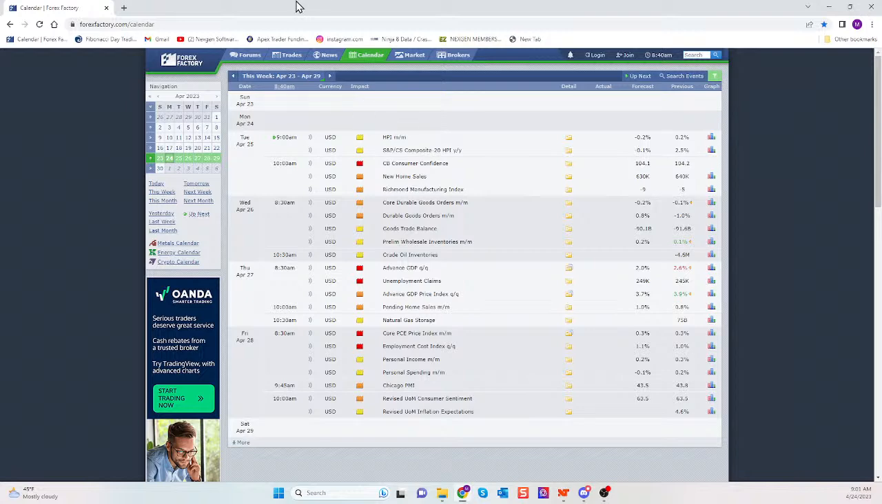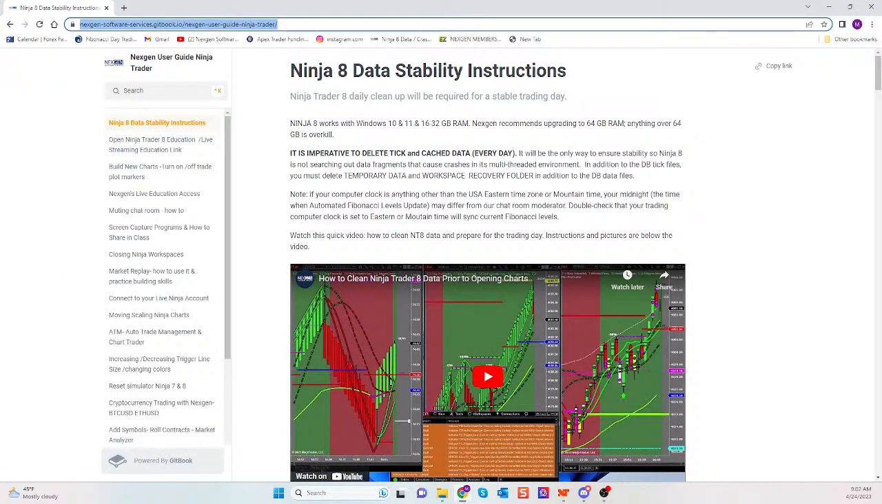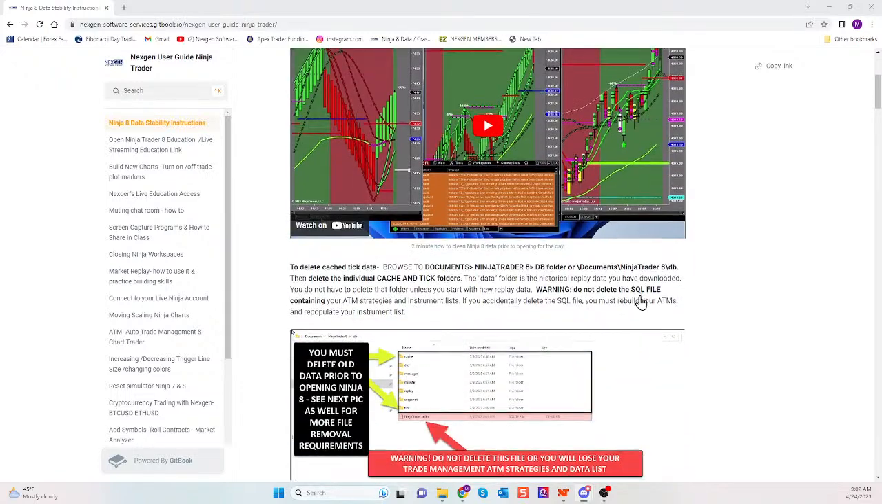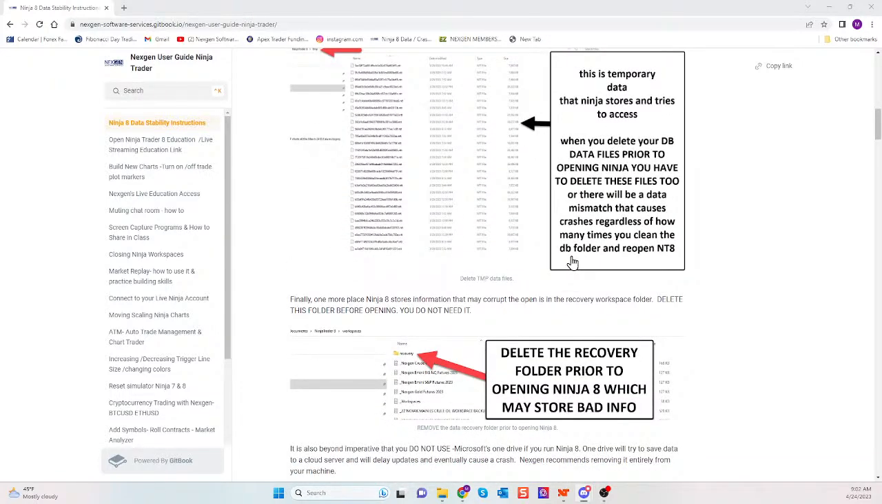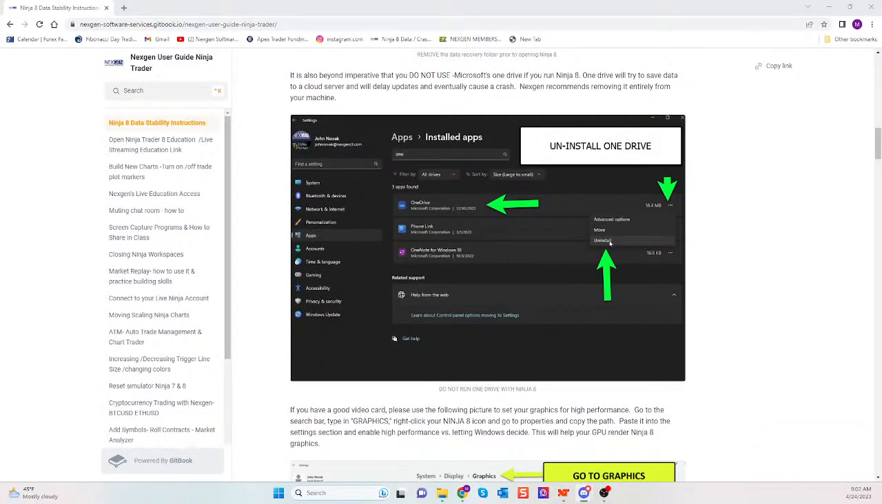So without further ado, let's do the Monday morning routine. The first thing I do every morning as a NinjaTrader 8 user is I go through the stability instructions. I'm making sure cash, tick, temp, workspaces, recovery. If you're using NinjaTrader 8, there's two things that are going to help you stay stable and comfortable. And the first thing is going through this routine. Just religiously, every morning I'm going through this routine.